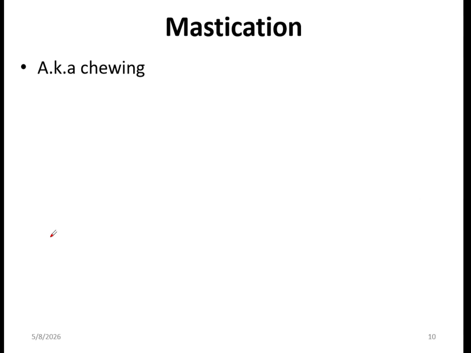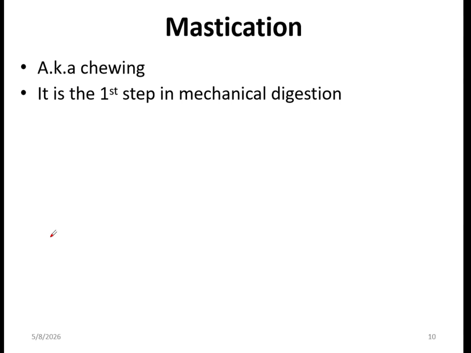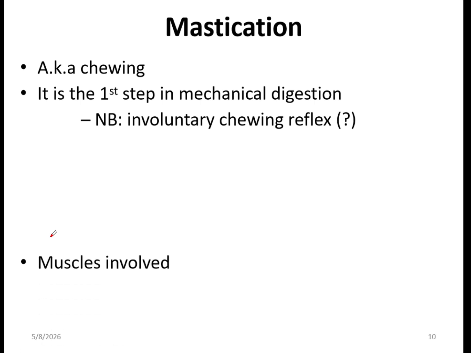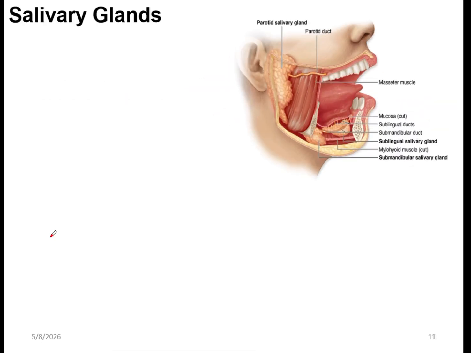Next we can talk about mastication or chewing. It is the first step in mechanical digestion, and it is a voluntary chewing reflex. The muscles involved are the tongue muscle, buccinator, orbicularis oris, masseter, temporalis, and lateral and medial pterygoid muscles. So these are the muscles involved in mastication or chewing.